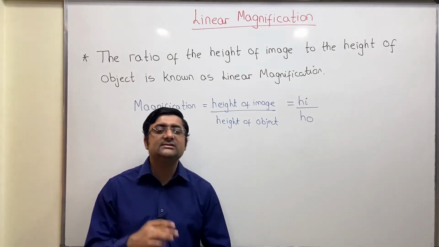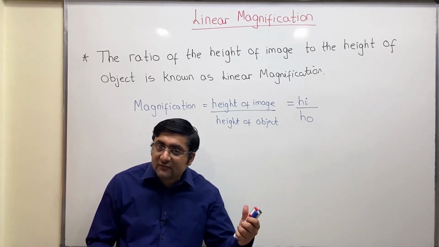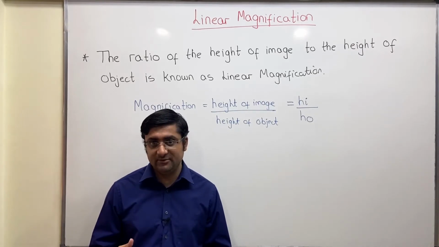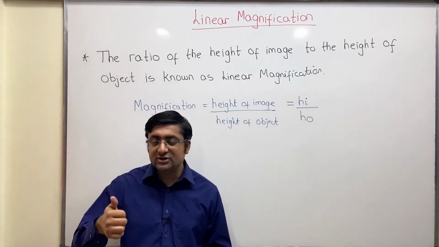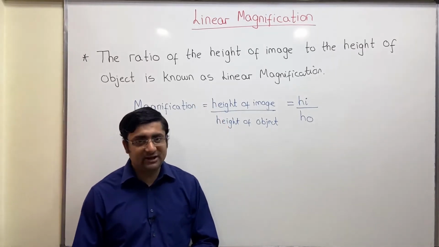Now there are two more things I want about an image. One is the nature of the image. Is it real and inverted? Or is it virtual and erect? And the third thing, guys, is the size of the image. So these two things, nature and size, we'll get with the help of magnification. So let's talk about linear magnification.